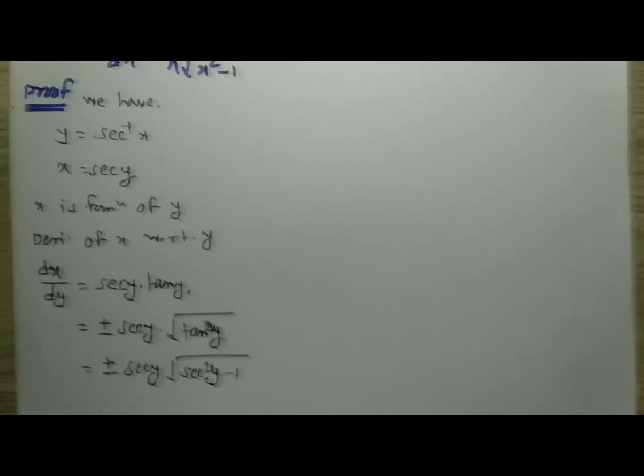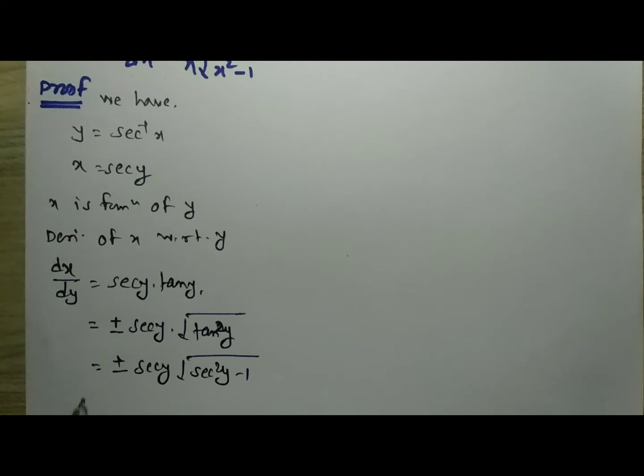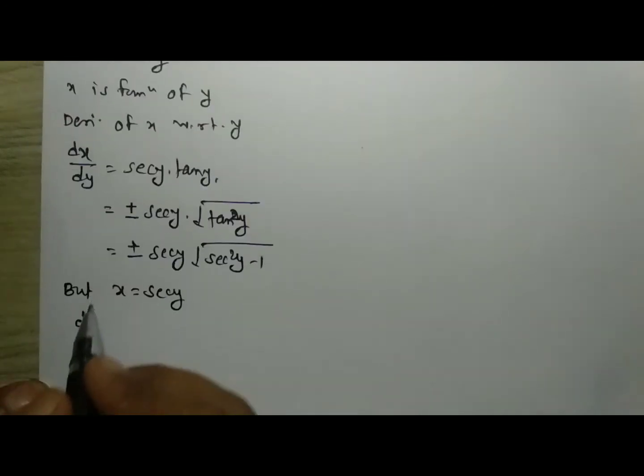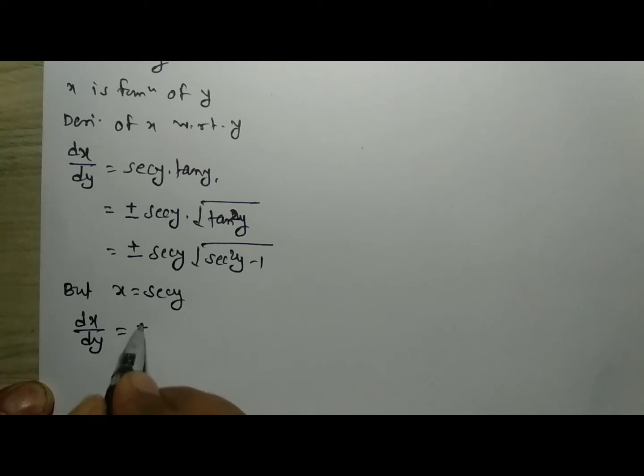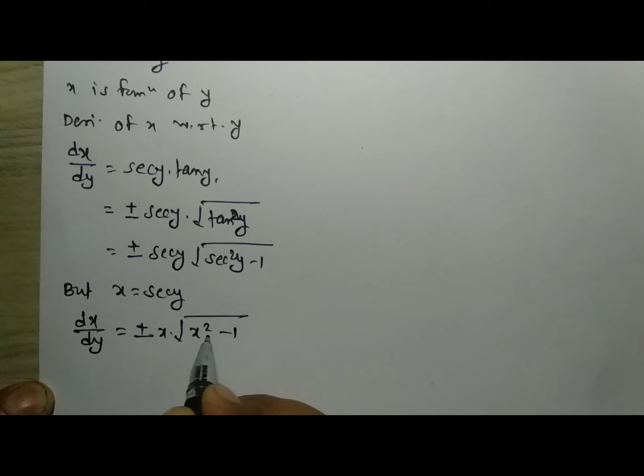Now we know that x is equal to sec y. Putting the value of sec y equal to x inside this derivative, we get dx divided by dy is equal to plus minus x into square root of x square minus 1.